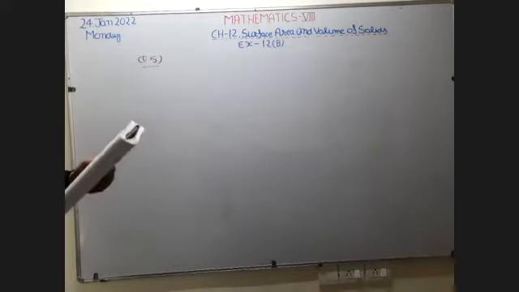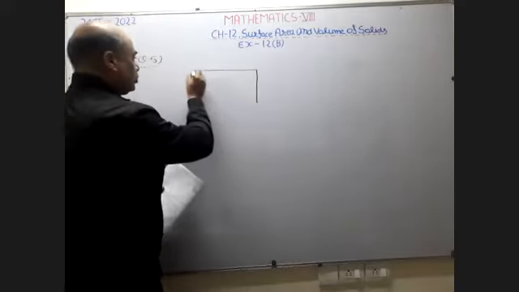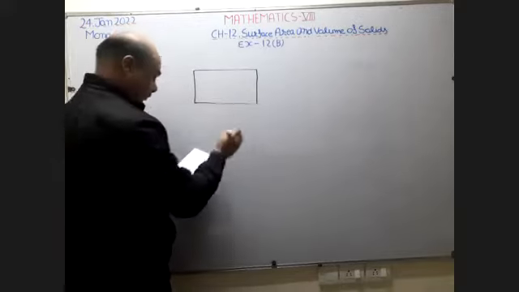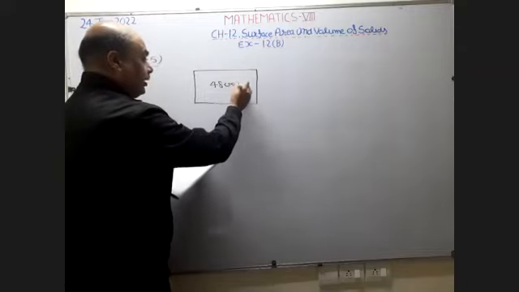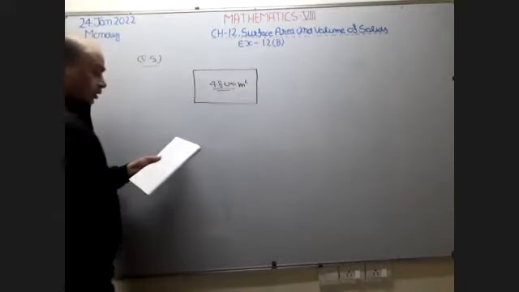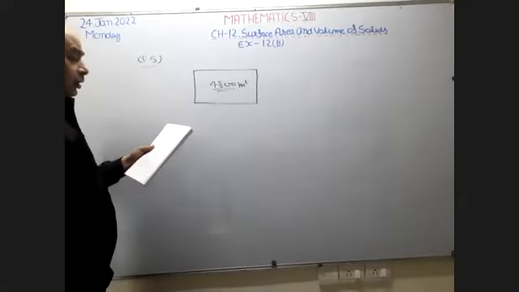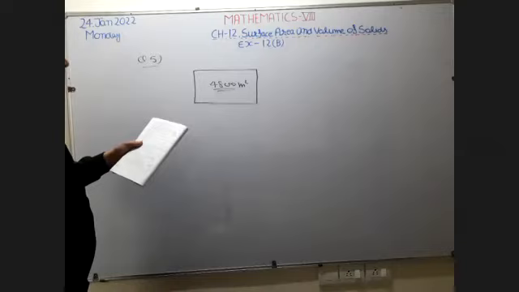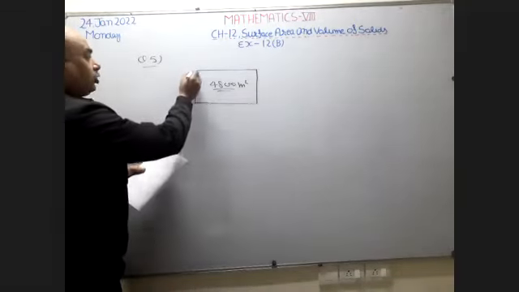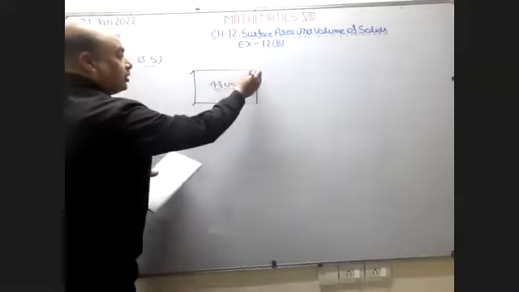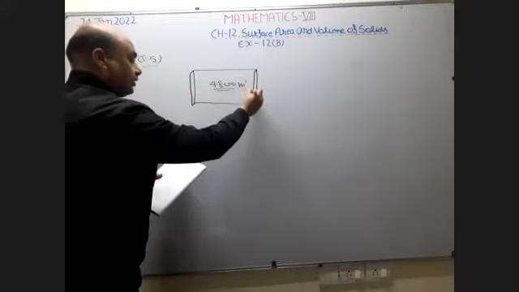The area of a rectangular playground is given. So one rectangular playground is there, in the shape of a rectangle. The area of this playground is given as 4800 meters square. Find the cost of covering it with gravel 1 centimeter deep. Deep means height.